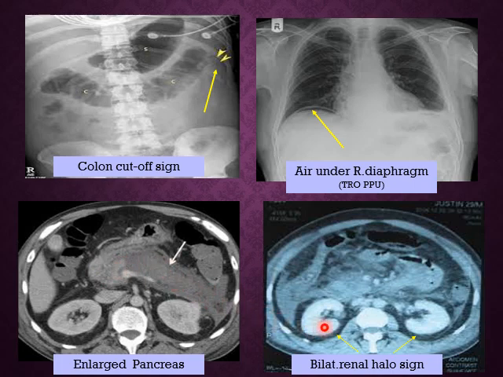Here, another X-ray or CT scan showing the kidneys. There's a hypodense area around the kidney, and this is known as the bilateral renal halo sign. So these are all typical features seen in patients with acute pancreatitis.